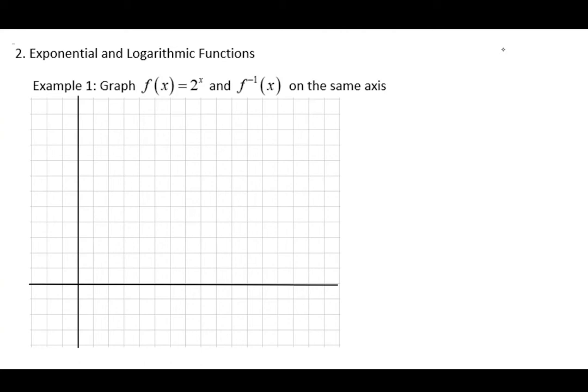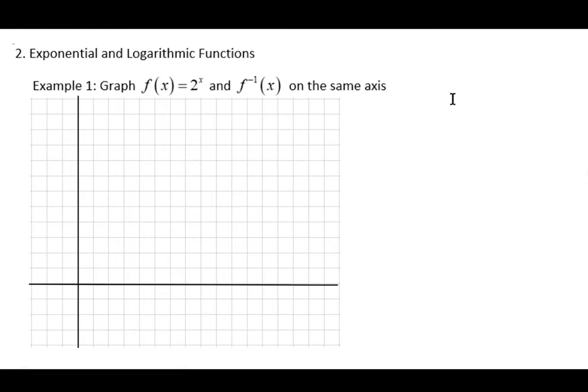This is a review of exponential and logarithmic functions of precalculus. So let's say we have a function 2 to the x, and we would like to sketch that graph and also its inverse. So let's start with the function 2 to the x.